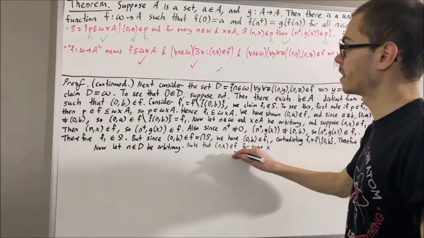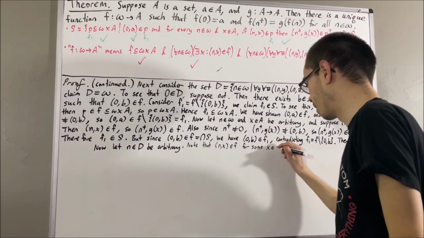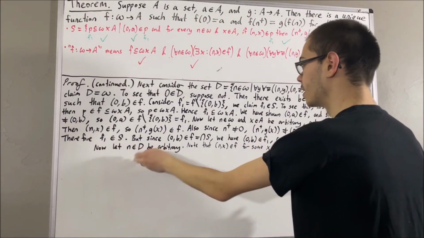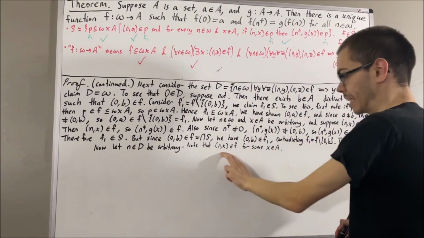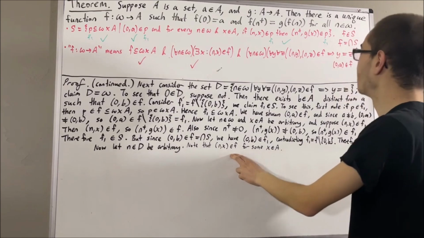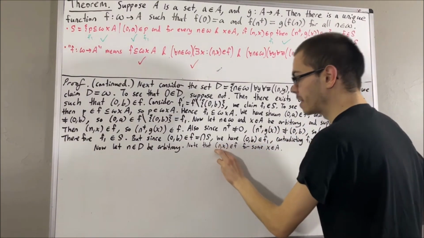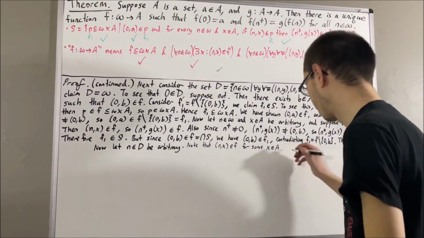And since F is a subset of omega times A, we know x is going to be an element of A. Now, of course, we know that n is a natural number, and x is an element of A, and n comma x is an element of F. So, from the fact that F is an element of S, this implies the successor of n, comma g of x, is an element of F.